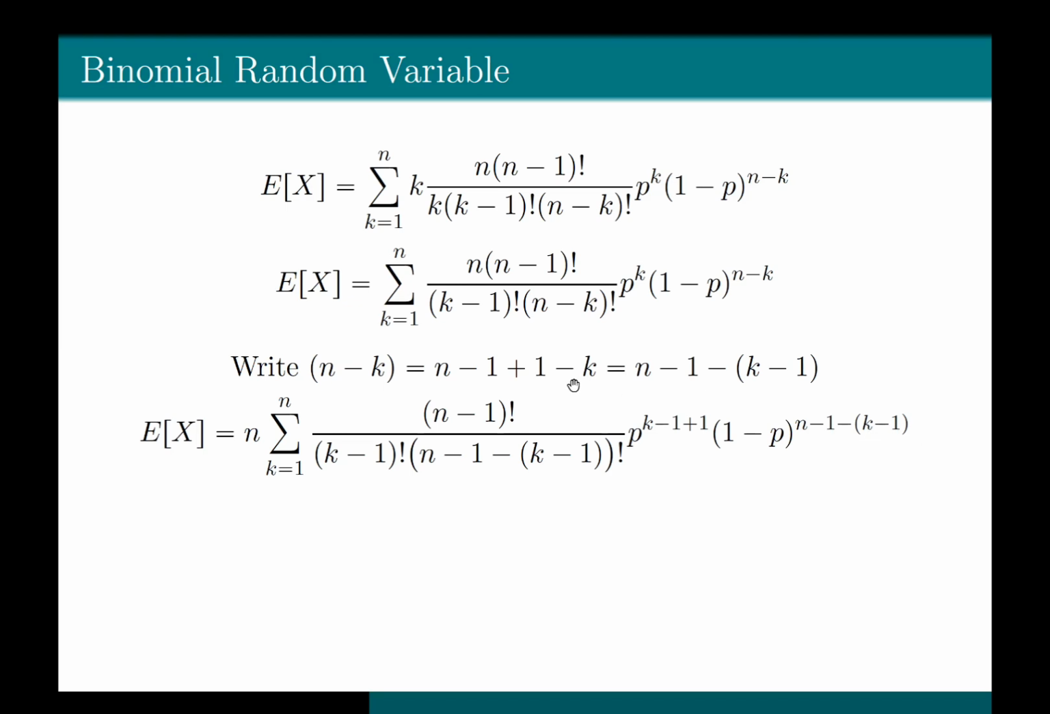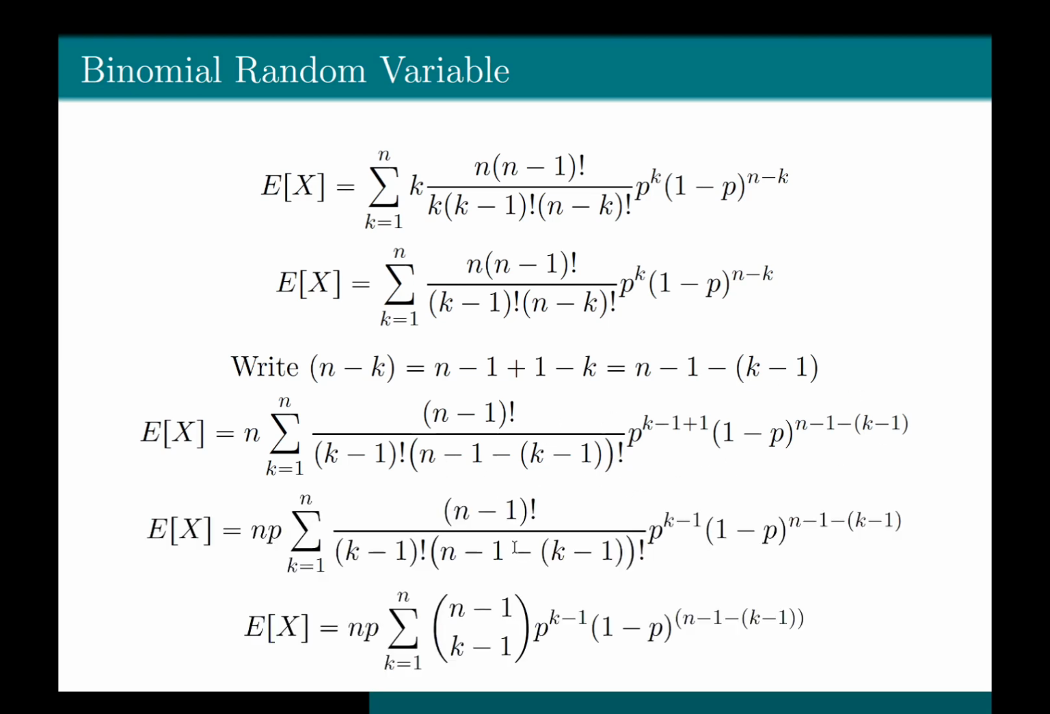Now, why did we add and subtract 1? Because in the denominator, we have (k minus 1) factorial. So everywhere we saw k, we added something and subtracted something to change this k to k minus 1. Okay, so perfect. So we have (n minus 1) factorial in the numerator, and in the denominator we have (k minus 1) factorial times ((n minus 1) minus (k minus 1)) factorial times this term.